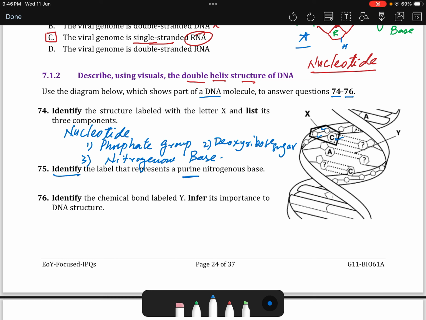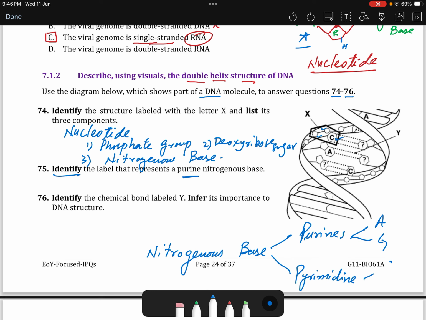Now over here we have nitrogenous bases, which are of two types. You should know that they are either purines, which are A and G, or they are pyrimidines which are C, T in the DNA, or U in RNA. Make sure that you know about this one. And purines are double ring nitrogenous bases. So you have one ring and then you have another ring which goes something like this, while the pyrimidines are single ring structures like this. Identify the label that represents purine. As we said, purines are double ring, so you need to see the labels.